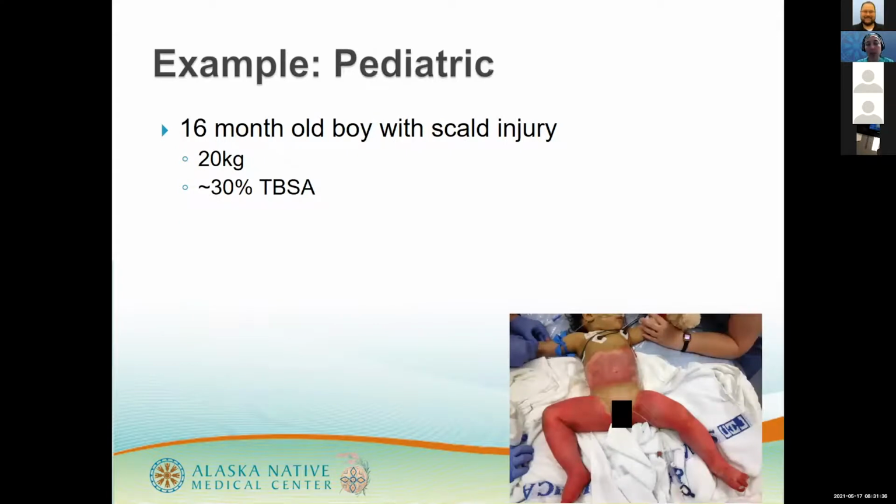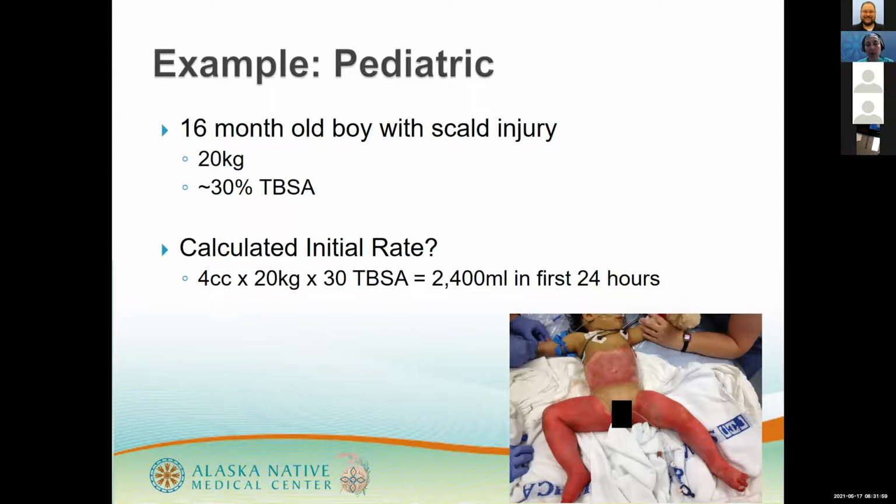Okay, so what if we have a kid? So this is a 20 kilogram child, again with scald burn, about 30% TBSA. So again, our pre-hospital fluids, I know this is a small child, big burn, I'm going to start 125 cc's an hour. We're going to calculate our initial rate. So 4 times 20 kilos times 30 TBSA. It's 2,400 cc's in the first 24 hours. To get our rate, we're going to divide it by 2, divided by 8, for 150 cc's of LR.